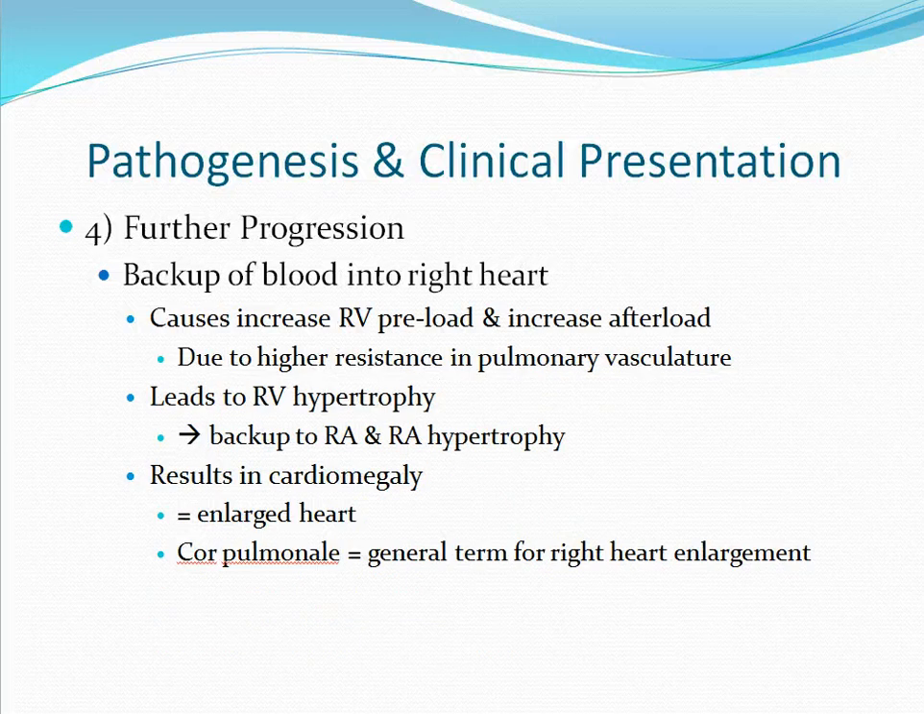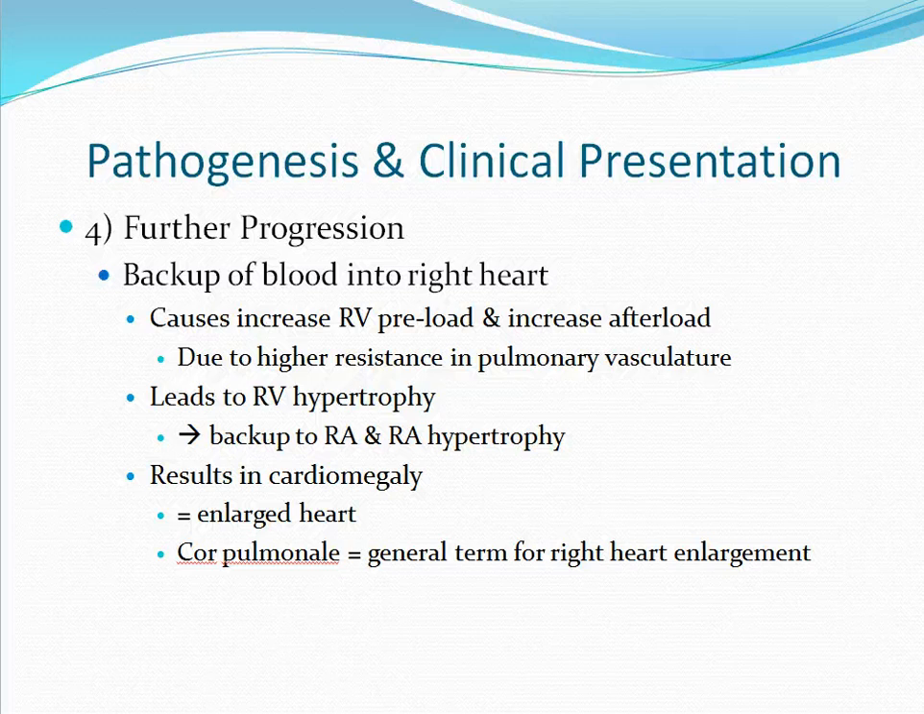With further progression, you will begin to see a backup in blood into the right heart. This will cause an increased right ventricular preload and an increase in afterload due to the higher resistance in the pulmonary vasculature. This will lead to right ventricular hypertrophy, which will then cause blood to back up in the right atrium, and as a result, you will see right atrial hypertrophy.